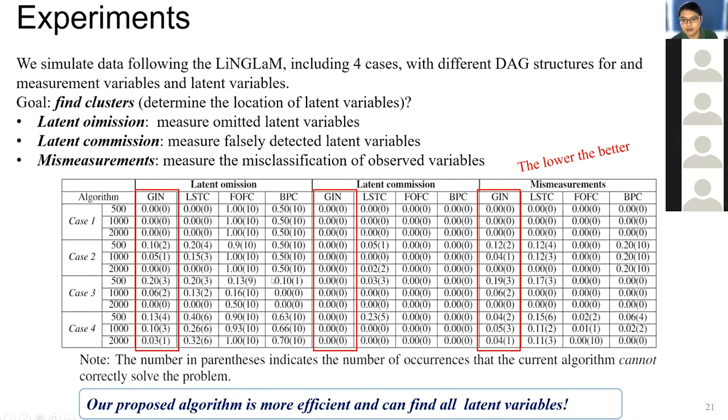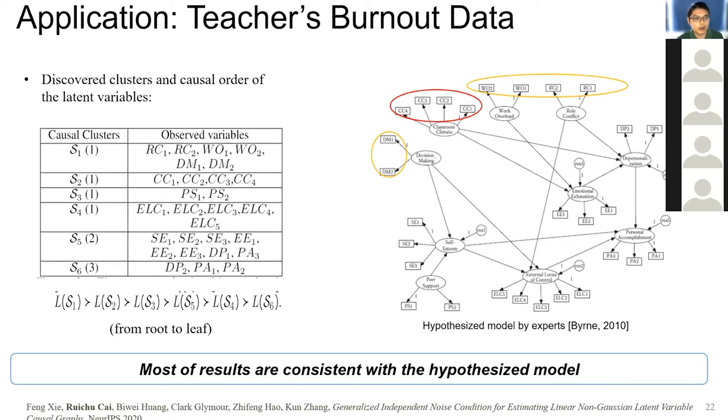We also applied our algorithm to discover the underlying causal structures behind teacher burnout. The dataset contains 28 measured variables. The result is shown in this figure. We confirm that most of the results are consistent with the ground truth given by the experts. This further verifies the effectiveness of our model, and it also shows that the ground truth proposed by the experts is reasonable.